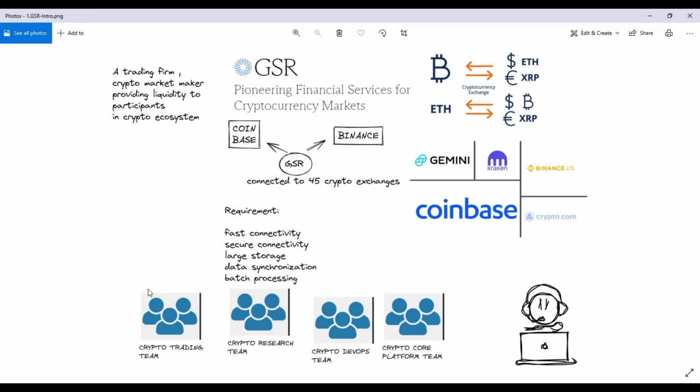Before going into the AWS architecture, I just wanted to understand the teams which could possibly be within GSR. We could have a trading team which performs the actual trading. We could have a research team which analyzes the market and trades based on the data which is already stored. We could have the DevOps team, which is responsible for maintaining the AWS infrastructure. And we could have a core platform team which is responsible for this particular product.